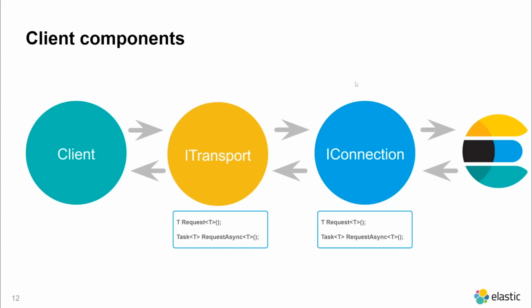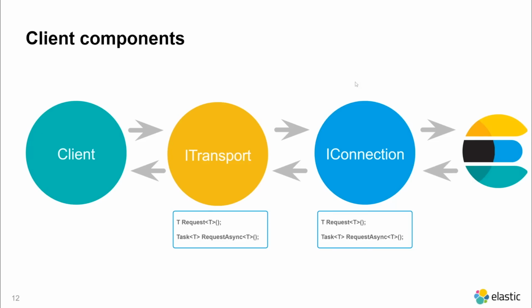So the client is basically built up internally with an ITransport and an IConnection, and both of them have a very simple contract. Basically, they request a T, and they get returned a T as well. And the same thing happens for IConnection. It requests a T, either synchronously or asynchronously, and returns a T as well.